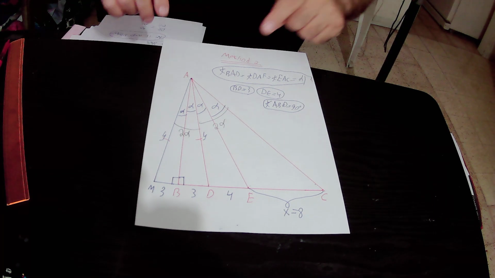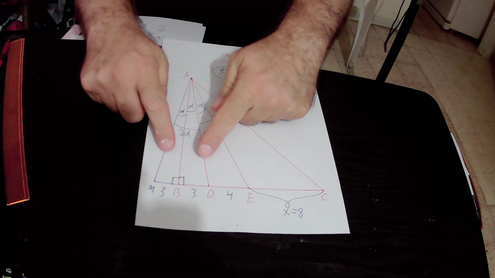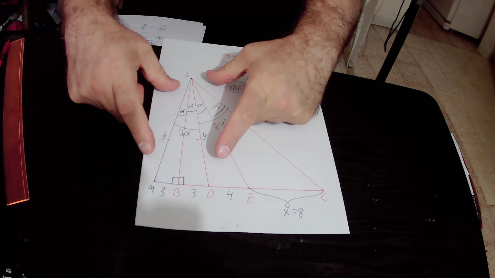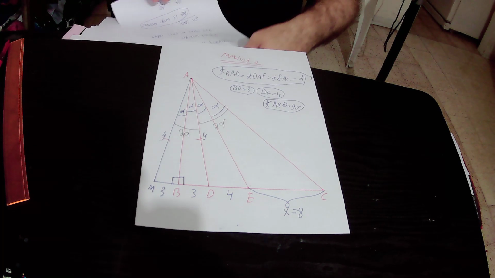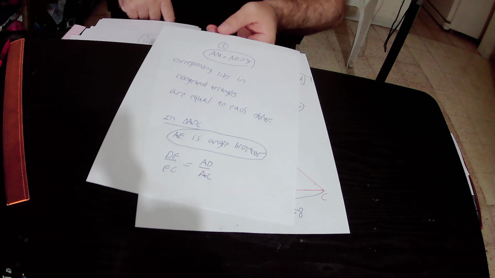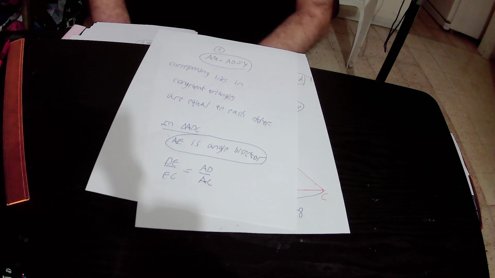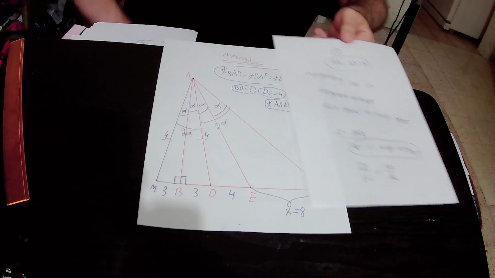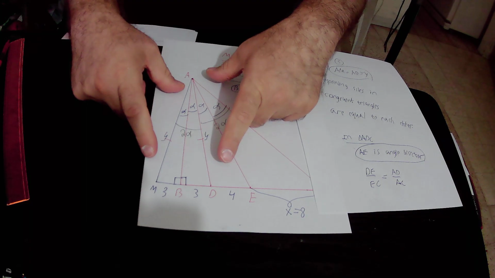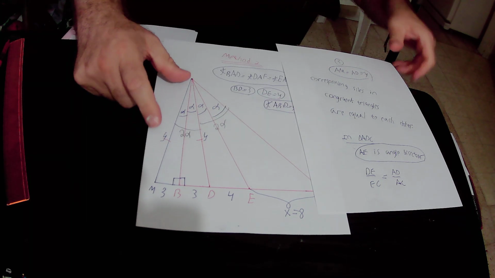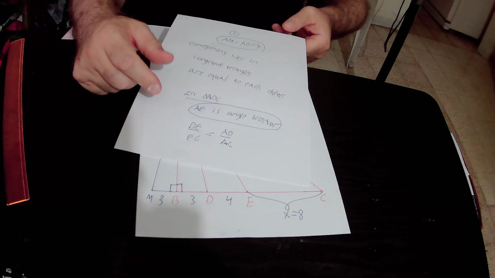And from the fact that those two triangles are congruent to each other, we can conclude that AM equals AD, according to the rule that corresponding sides in congruent triangles are equal to each other. Those two triangles are congruent, therefore the corresponding sides, that is to say AM and AD, must also be equal to each other.